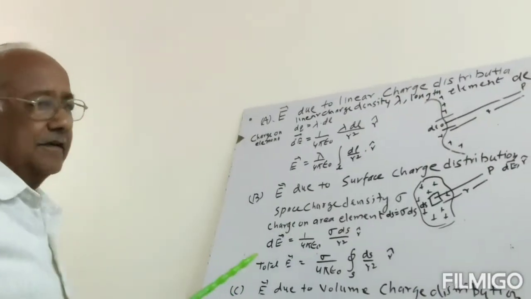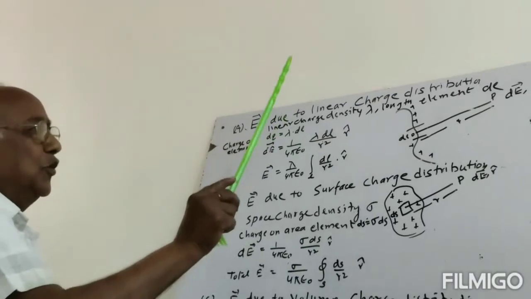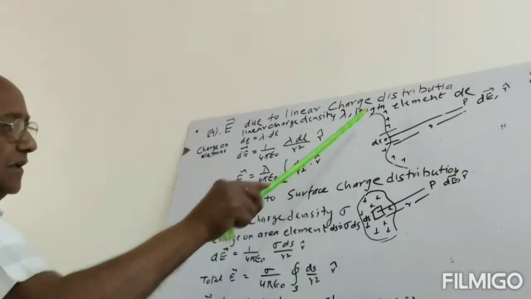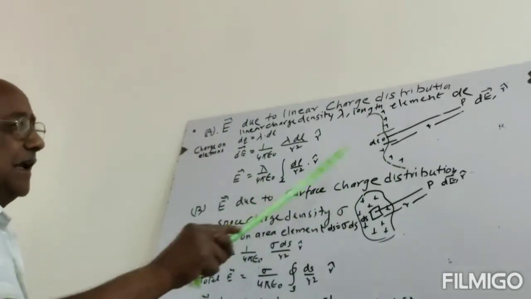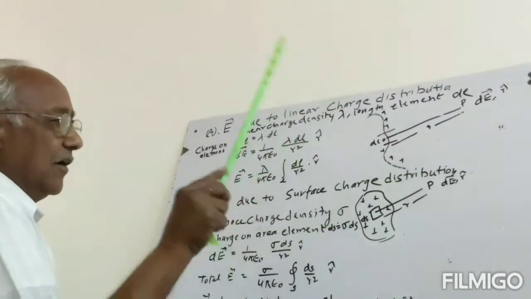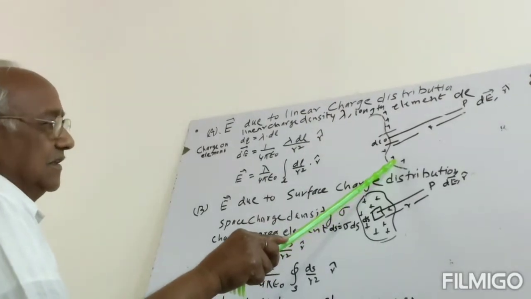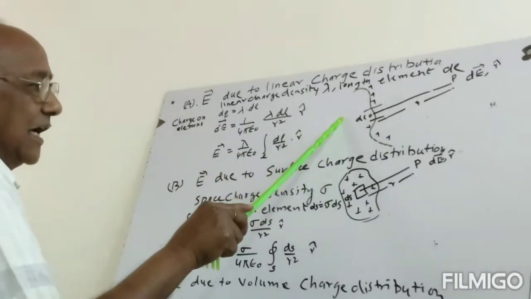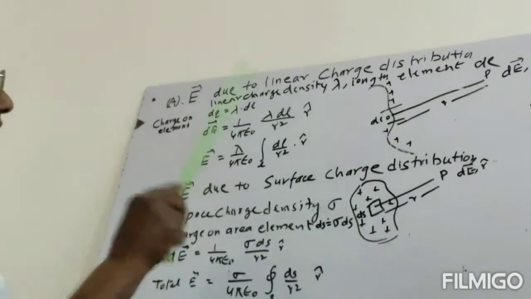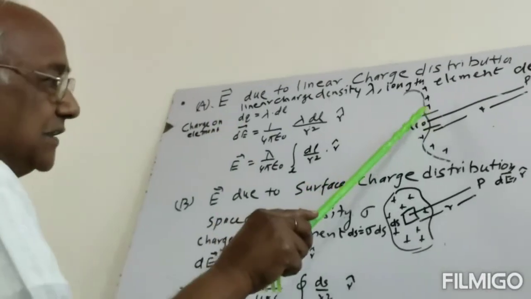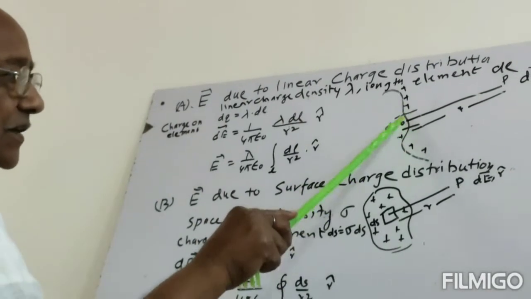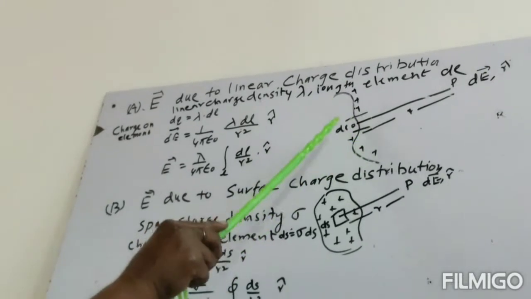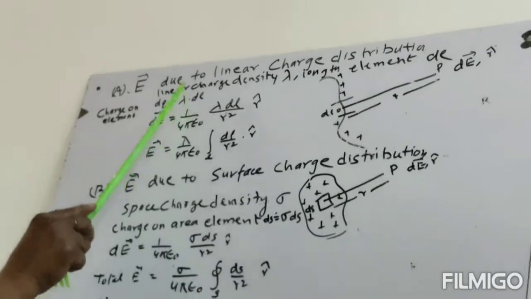First, we will calculate the electric field due to a linear charge distribution. Now we consider this is a linear charge, and the charge density on this linear conductor is lambda, which is equal to the charge divided by length. If we consider a small element dl on it, then the charge on this small element dl will be equal to lambda into dl.